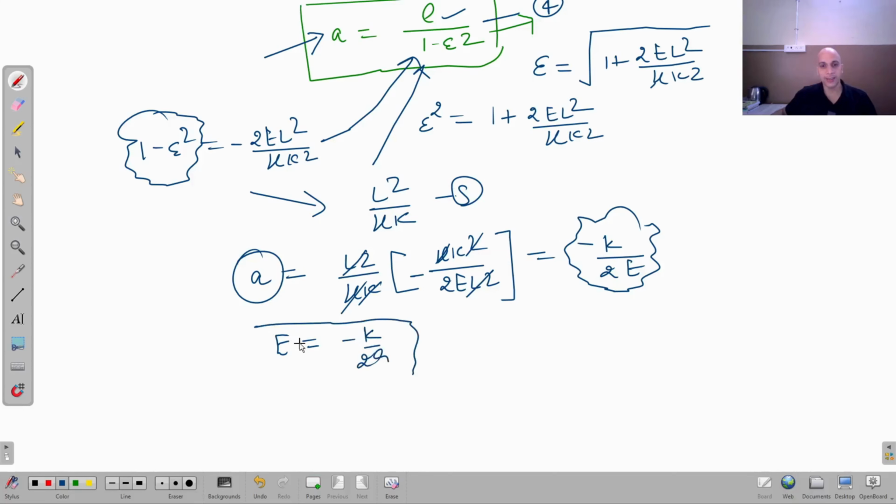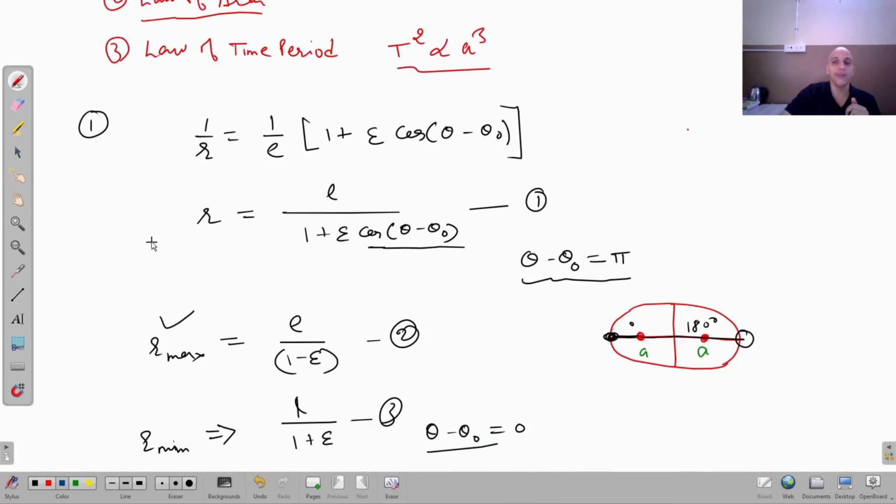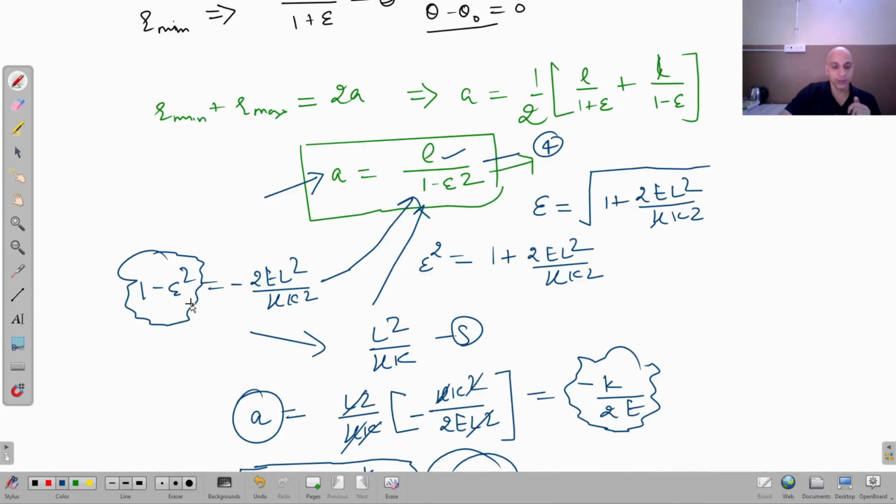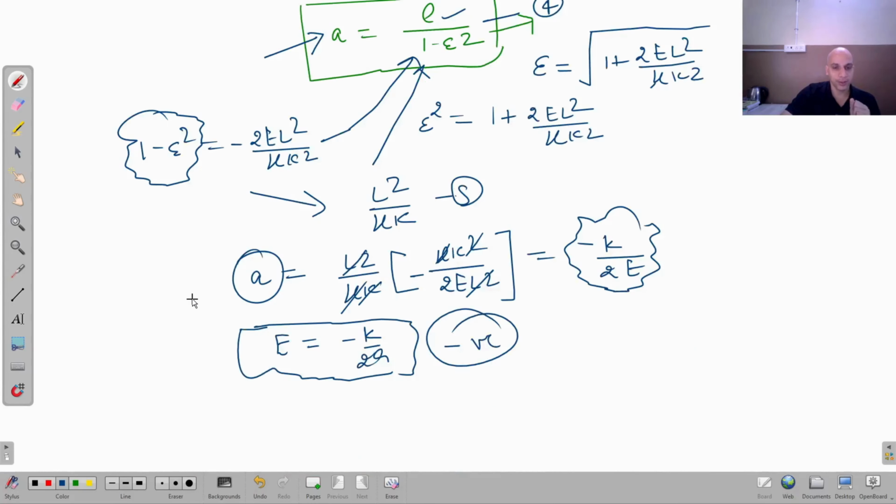So if the total energy of the planet is negative, what does it mean? We know from the conditions that if the energy is negative, then it means the orbit of the planet is elliptical, right? So this proves that all the planets move around the sun in elliptical paths, right? So this is the proof of the first law of Kepler.